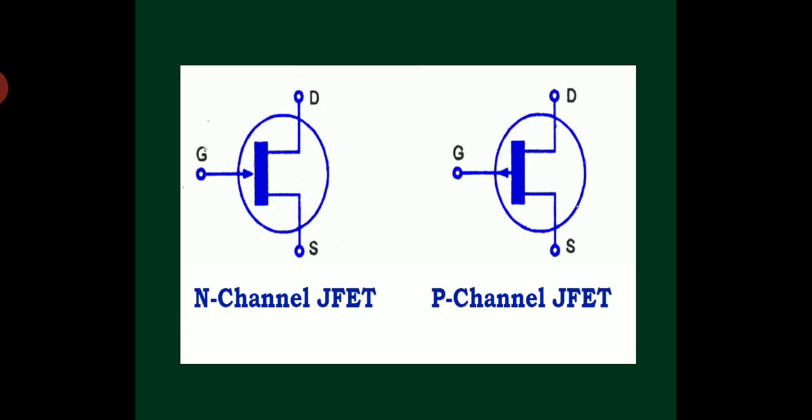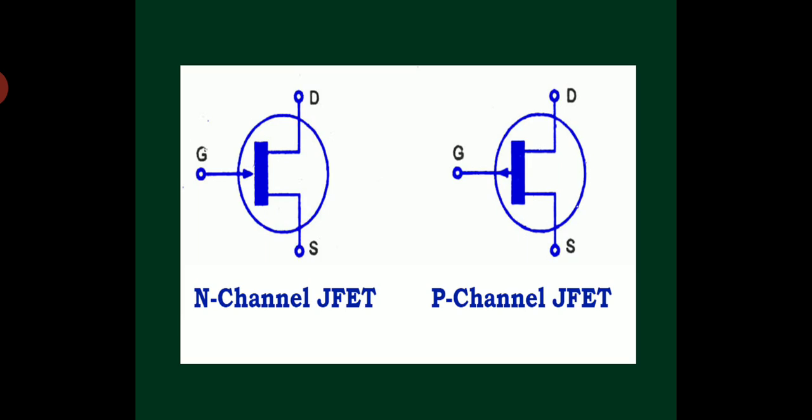So the BJT is a current control device, whereas FET is a voltage control device. Here, the output current is a direct function of the level of input current for BJT. But in FET, output current is a function of input voltage. That's why the name FET, field effect transistor. Field effect means output current is dependent on the input field which we are applying to the FET. So in FET, output current is dependent on input voltage applied to the input terminals.